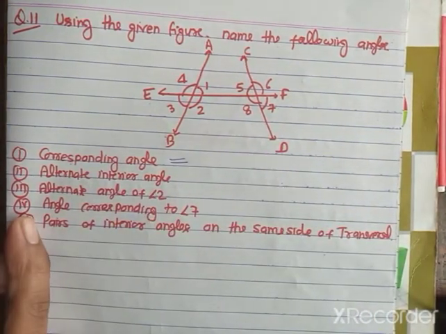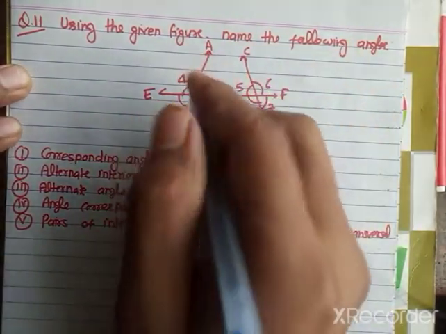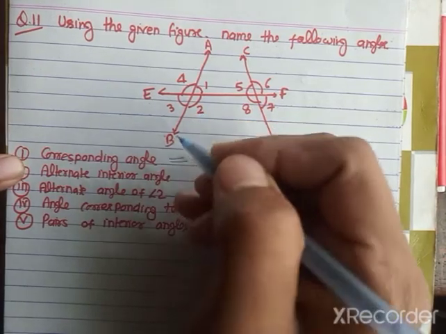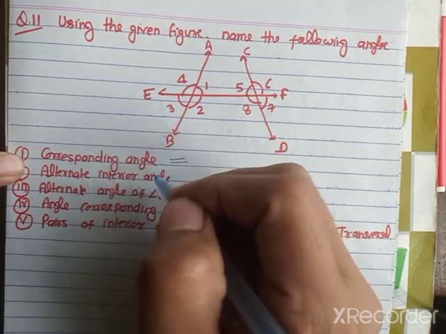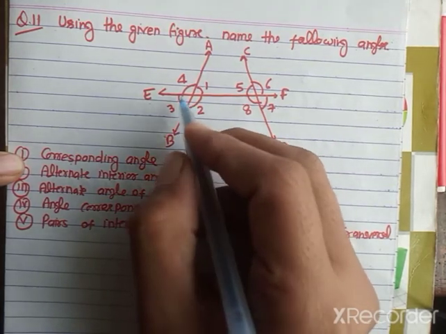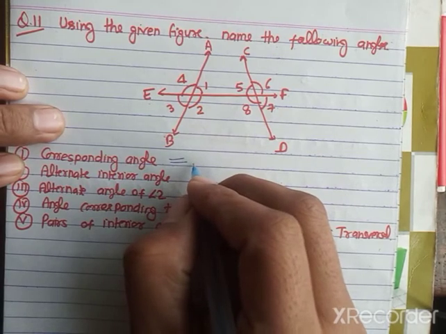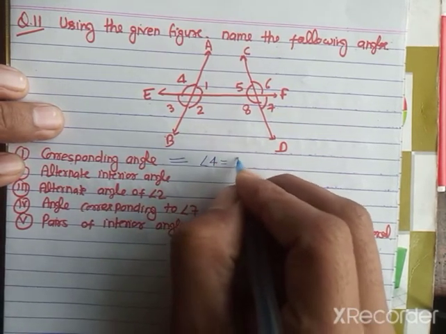Lines are not parallel. Using the figure, name the following angles. Angle 4 is equal to angle 2 by vertically opposite angles. Angle 1 is equal to angle 3. Alternate interior angles. Corresponding angles: angle 4 is equal to angle 5.